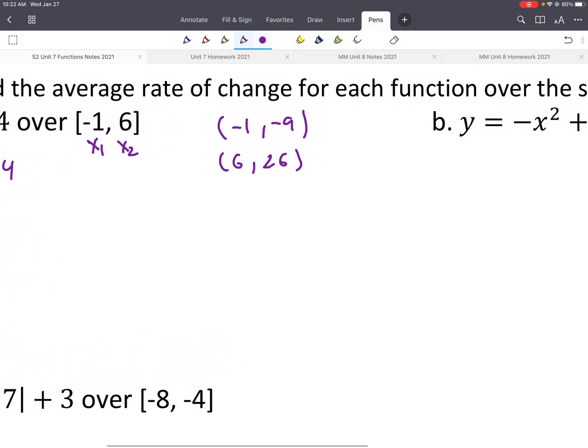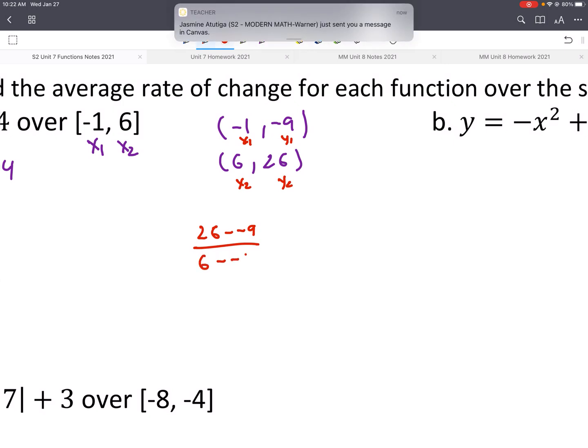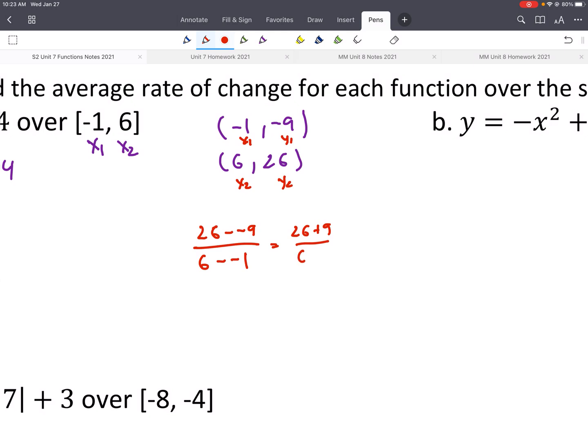And then we'll do our slope formula. So here we had our x1, y1, x2, y2. y2 minus y1. Again, make sure if you have double negatives, it will become a positive, but I'll leave that for now. And then we'll do x2 minus x1. So here we'd get 26 plus 9 and 6 plus 1. And that gives us what? 35 over 7, or 5.